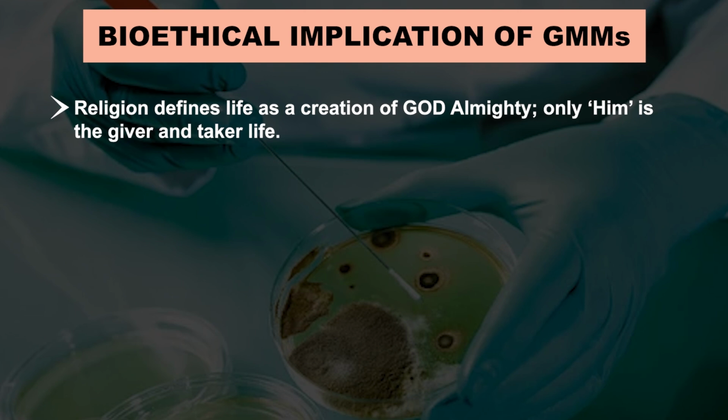A religion defines life as a creation of God Almighty. Only He is the giver and taker of lives. This implies that man is part of His creation and therefore should not manipulate the creation. Arguments based upon life's sacredness suggest that altering life violates the will of a creator. Some religious critics perceive genetic engineering as playing God and object to it on the grounds that life is sacred and ought not to be altered by human intention.